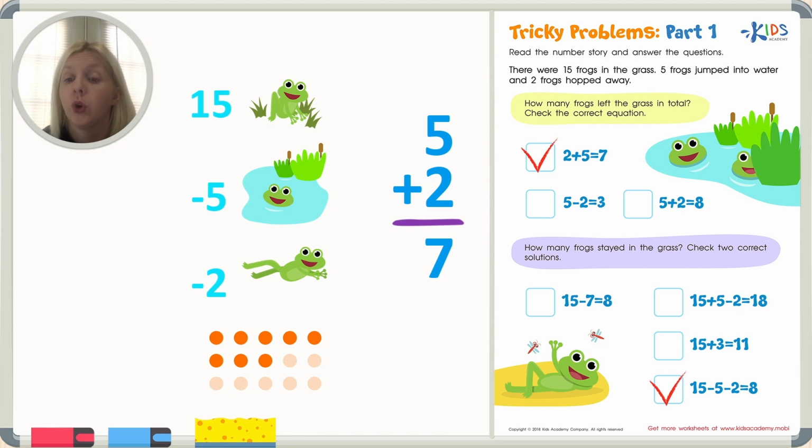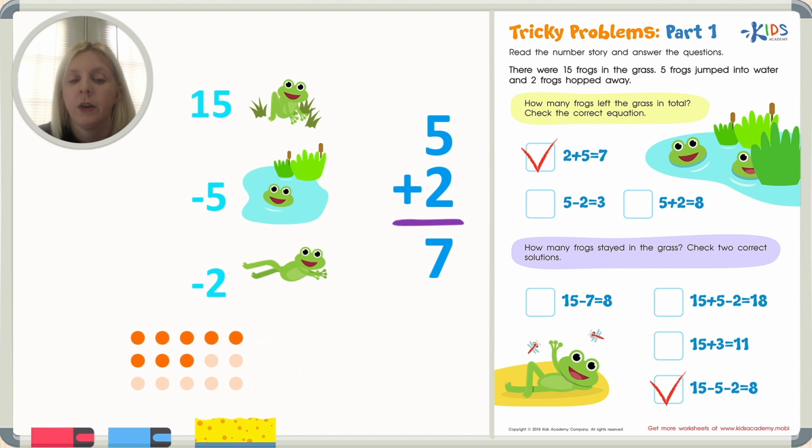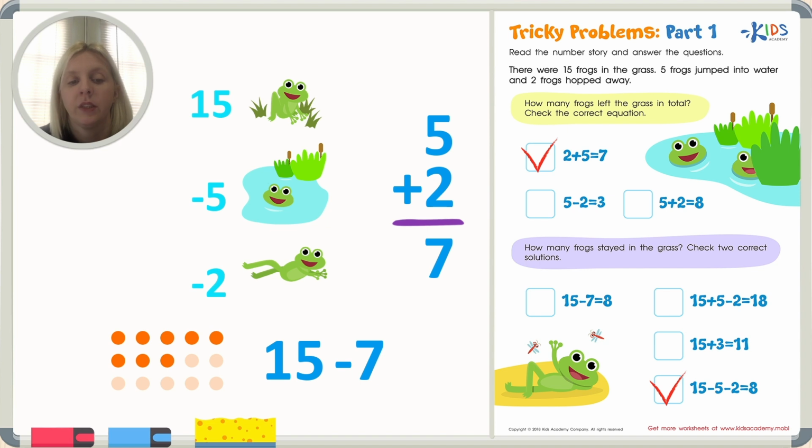But the direction said check two correct solutions. So let's see if we can find another solution. Now remember back to this first problem where we had 2 plus 5 equals 7. 7 can be written instead of 5 and 2. So let's see if we find a problem that says 15 minus 7, which is the same as 5 and 2, equals, and we know that the answer is going to be 8 total because it's the same thing whether we count 5 and 2 or 7. It's the same thing, and it'll give us 8 both times. So 15 minus 7, let's see if we find that one. 15 minus 7 equals 8. There it is. That's our second solution to this problem.